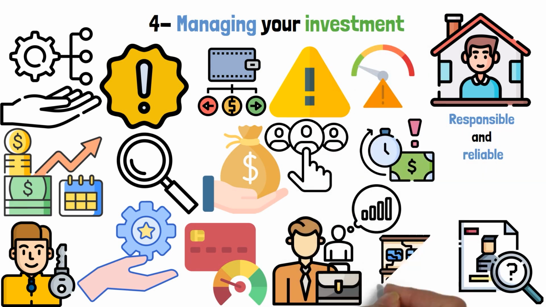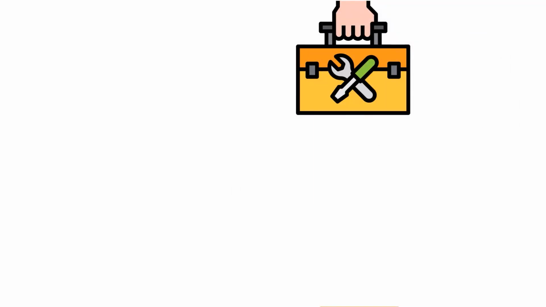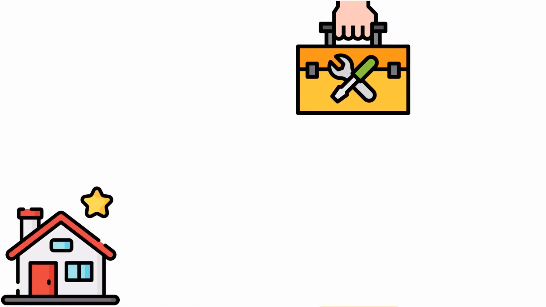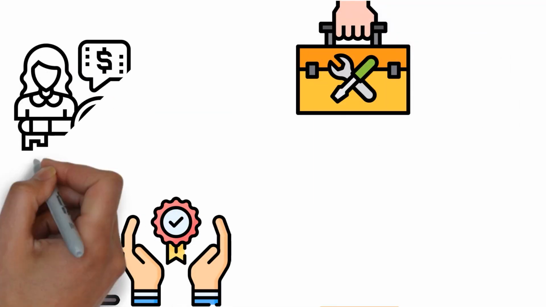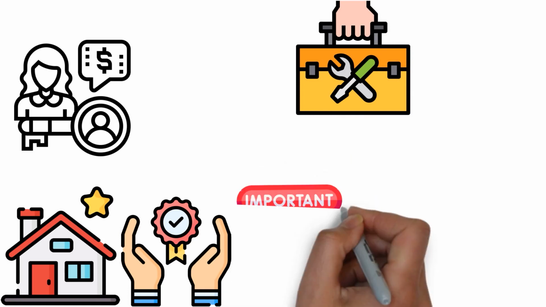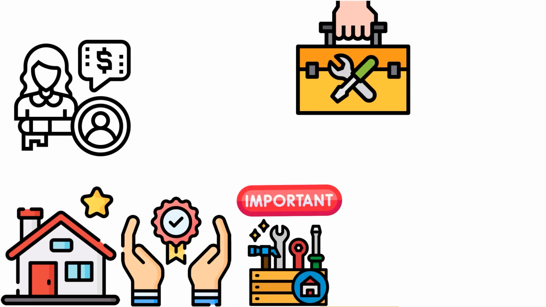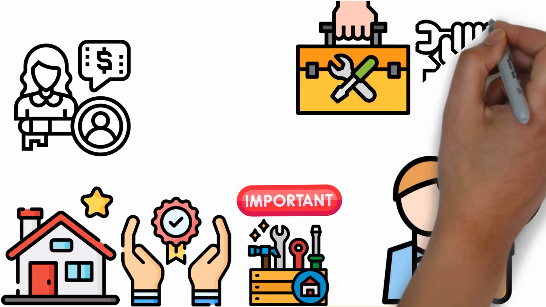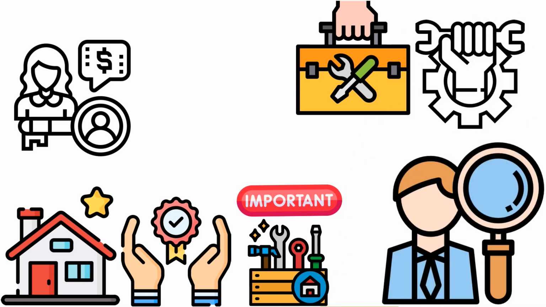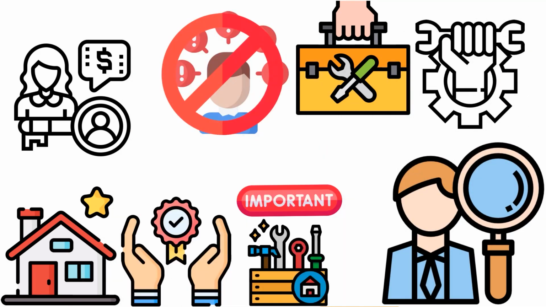Next up, let's talk about maintenance and repairs. Keeping your property in good condition is vital for maintaining its value and attracting high-quality tenants. It's important to address any repairs or maintenance issues promptly and proactively. Regular inspections and staying on top of necessary repairs can save you from more significant problems down the road.